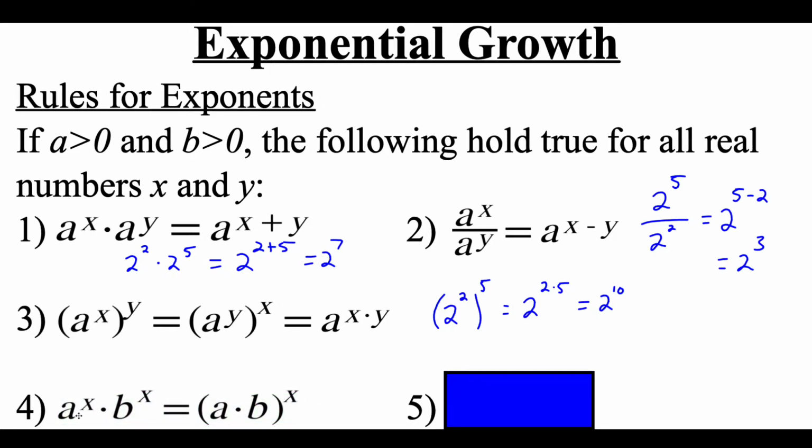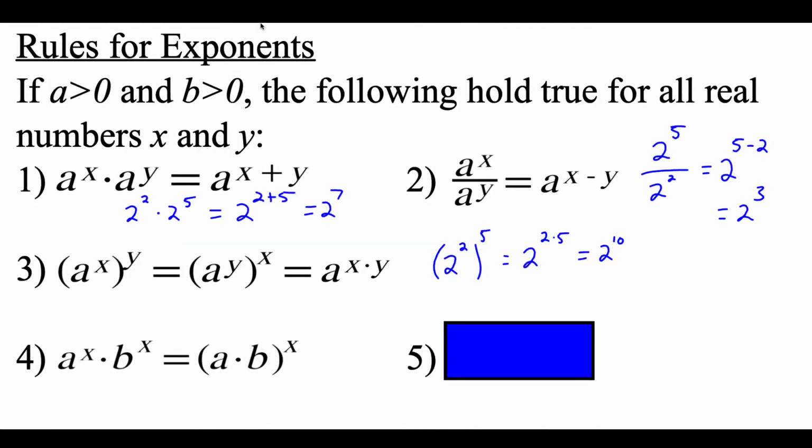Next one says if you have a to the x times b to the x, so your bases are different, but your powers are exactly the same, then what you can do is multiply those bases together and then just put that one power on that answer. So for example, if we had 2 squared times 3 squared, what we could do is take 2 times 3 and raise that to the 2nd power, so that would be 6 squared.